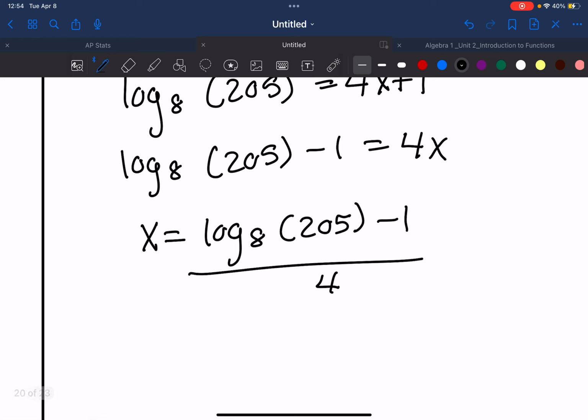This is the exact answer, and if I wanted to get an estimate, then I would plug this into my calculator, and I get x is approximately 0.3899.